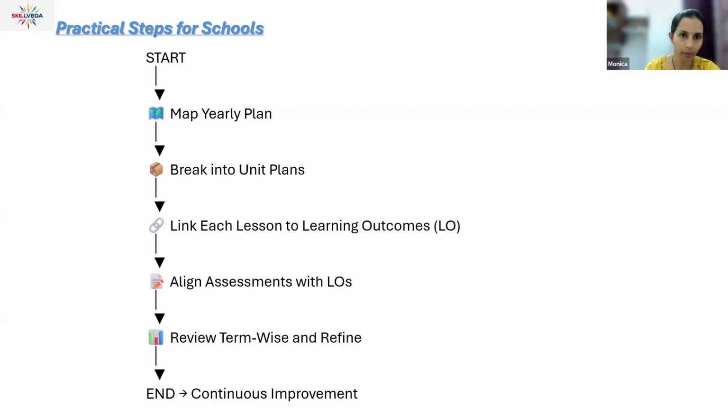For example, if there are 12 units, I'm going to break 6 units for term 1 and 6 for term 2. Now here I'm going to break the unit plans. In the first term, I have 6 units. So among the 6 units, how am I going to segregate and teach them? And then I'm going to link each lesson to the learning outcomes. This is very important. Then align the assessment with the learning outcomes and then review term-wise. This is the summative assessment, and then refine them.